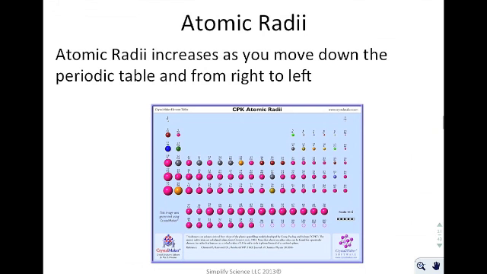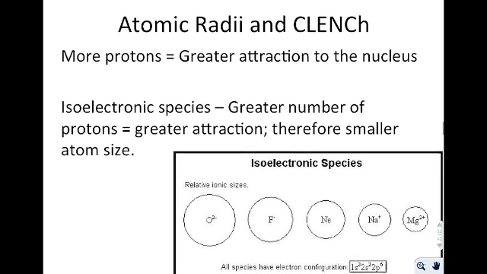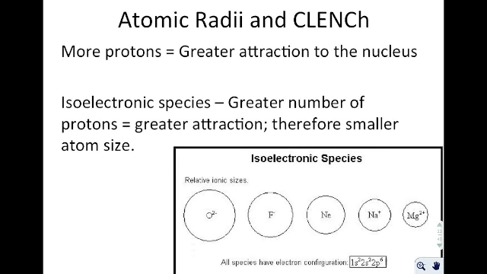Atomic radii. So the atomic radii increases as you move down the periodic table, and it increases from right to left. So it's kind of an interesting pattern that you've got there. So we're going to look at that in terms of Coulomb's law. If you look at atomic radii, more protons equals a greater attraction to the nucleus. Okay, a lot of times when we talk about atomic radii, we talk about isoelectronic species. Isoelectronic species are atoms that have the exact same number of electrons but varying number of protons.